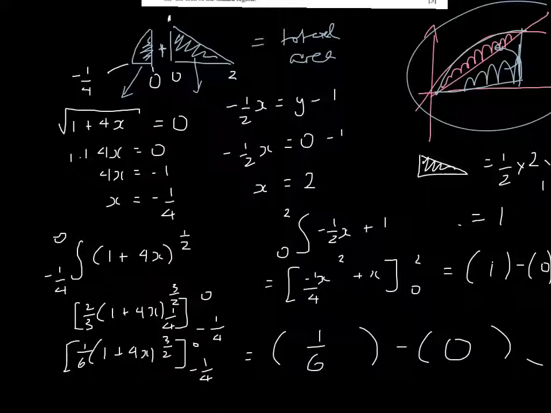Cool, so now we have the area of the triangle being 1 and the area under the curve being 1/6. So the total area is just going to be adding those two numbers together. So 1 plus 1/6, which equals 7/6.